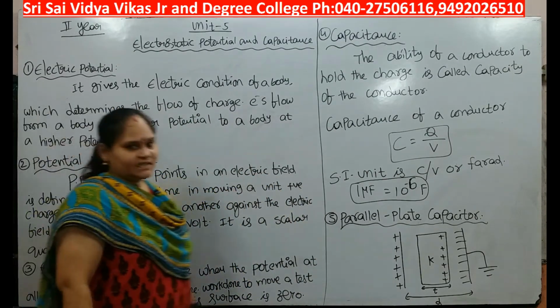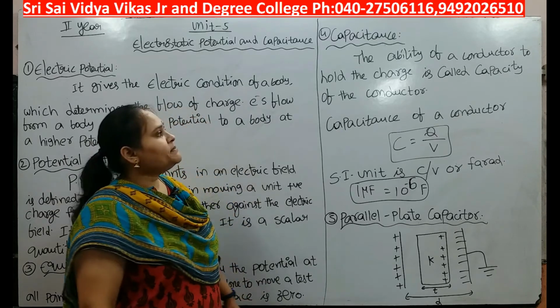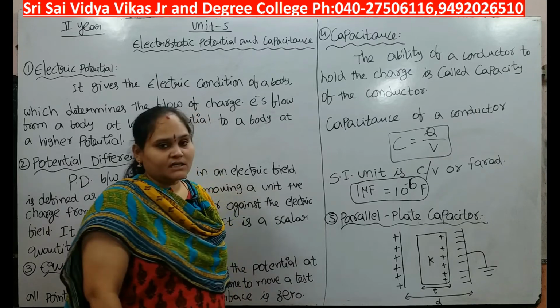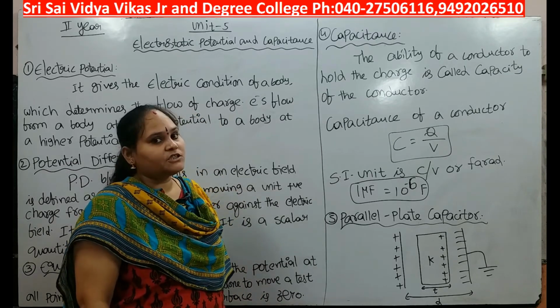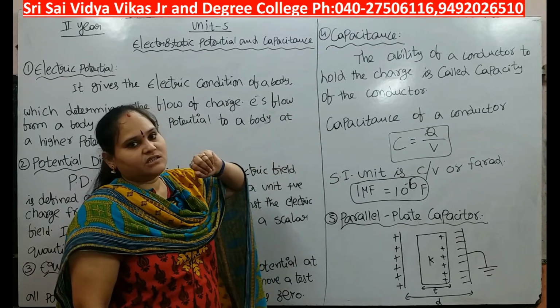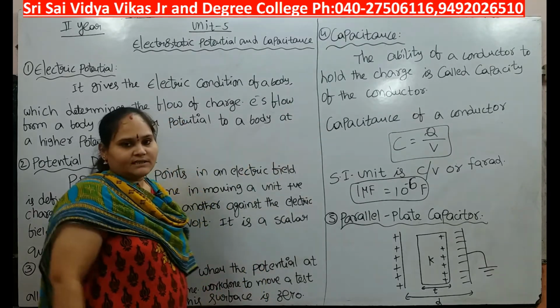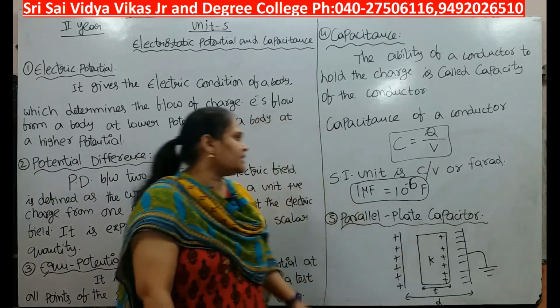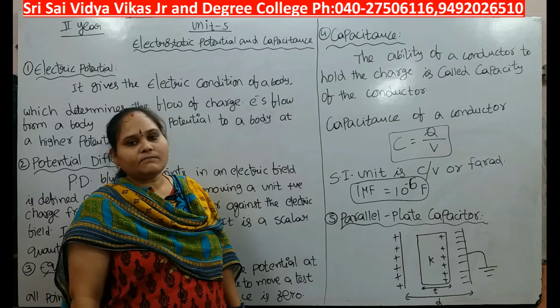Next, capacitance. Capacitance means the ability of a conductor to hold charge; it is called the capacity of the conductor. Capacitance can be expressed with the formula C equals Q by V. Here Q is the charge and V is the potential.